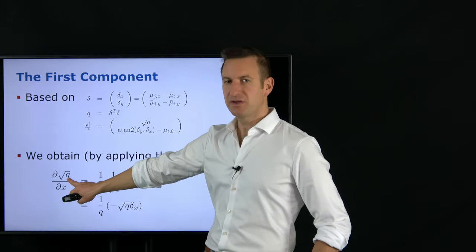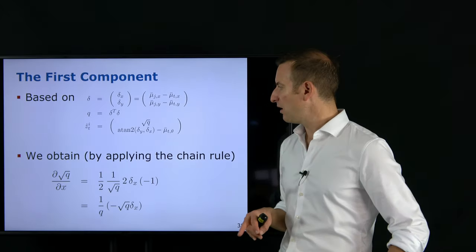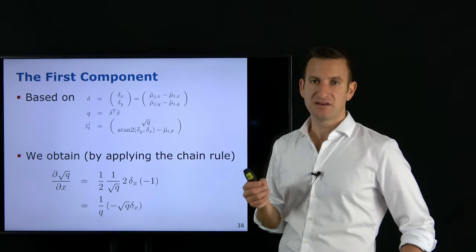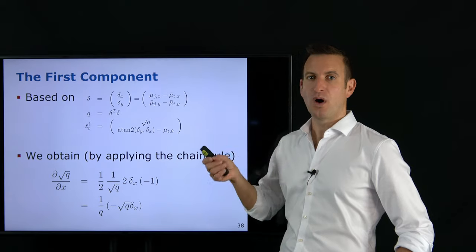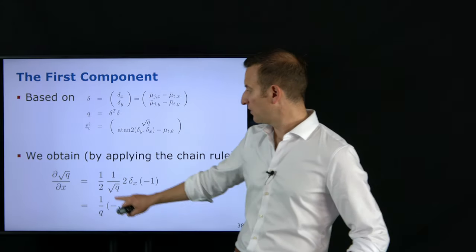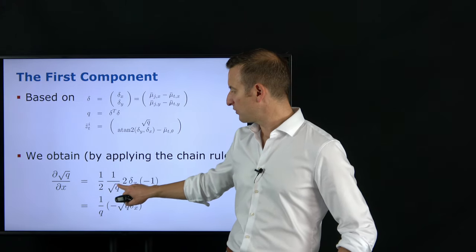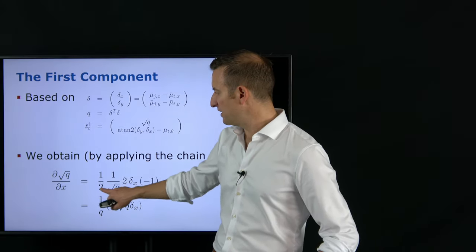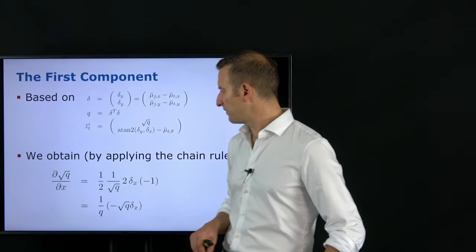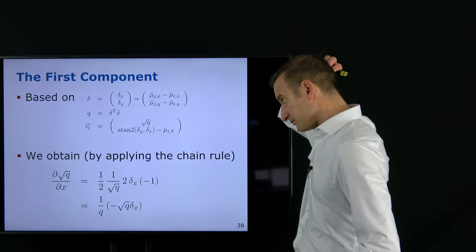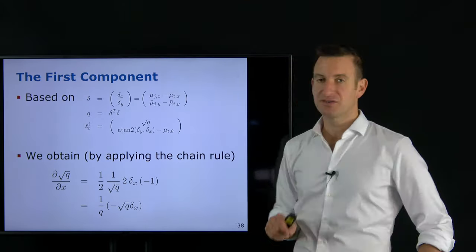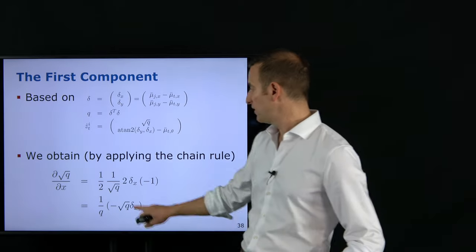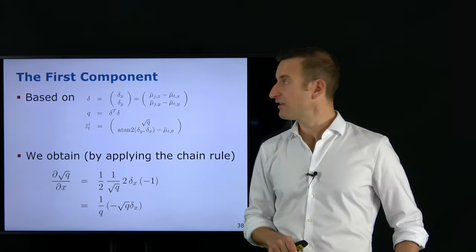So square root of q is basically q to the power of 0.5. If I compute the first derivative of a function x to the power of 0.5, it is 0.5 times 1 divided by the square root of that function, because this is q to the power of minus 0.5, right? This is the derivative of the outer function. Now I need to go to the inside, and I basically have a squared function over here. So this is basically x squared. The first derivative of x squared with respect to x is 2 times x. So I get 2 times my delta x over here.